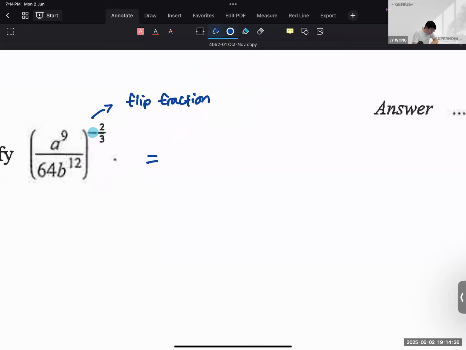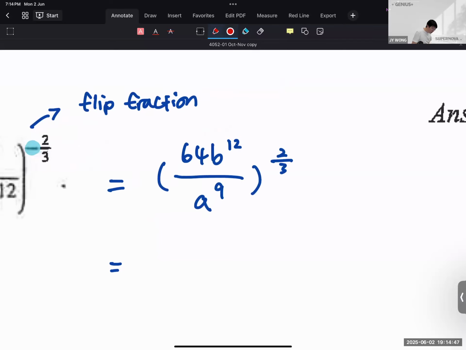Okay. So now I flip the fraction. I will have 64b to the power of 12 over a to the power of 9. Then the whole thing to the power of 2/3. Jada, when I have the whole thing to the power of 2/3, what do I do to the powers? The powers will all apply to all the terms. This one, be very careful. So if I were to draw an arrow, the 2/3 will apply to this. The 2/3 will apply to this. The 2/3 will apply to this also. What happens to the powers? Do I plus or do I multiply the powers here?